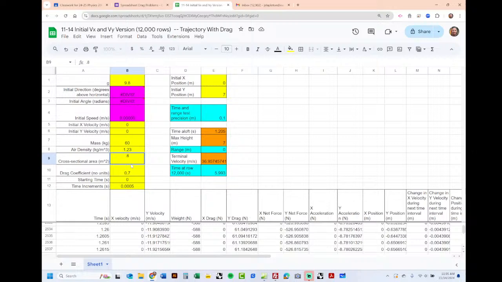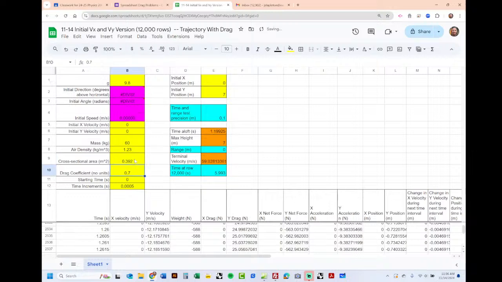Let's try 0.8. Getting there. 0.5. Closer. I'm going for 59, but I'm at 52. 0.4. 58. Pretty good. Need to go a little faster, so a little less cross-sectional area. 0.392 is what I'm going to try.